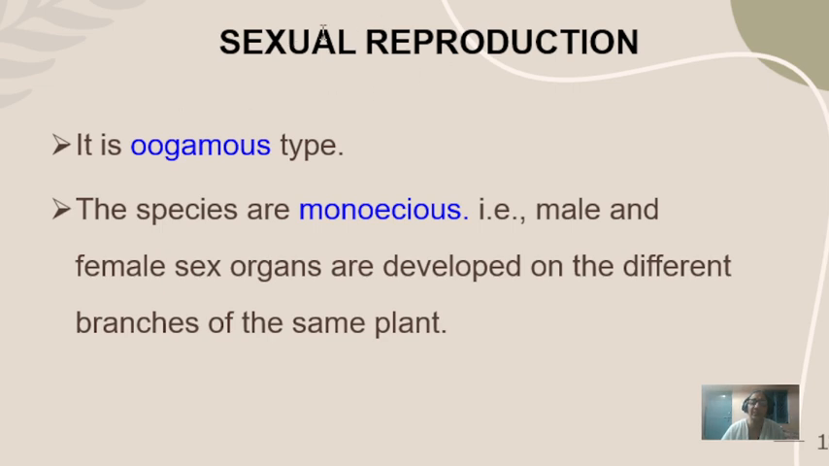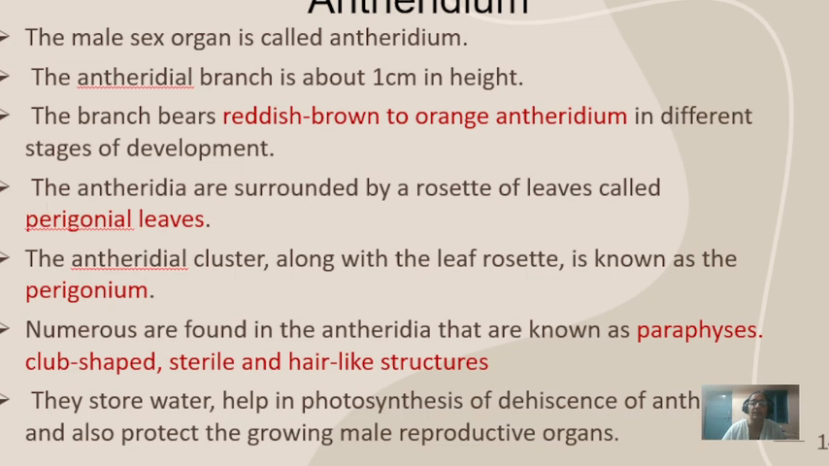Now sexual reproduction. If you see in Funaria, it is autoecious, where the species are monoecious, thereby saying the male and female organs are developed on different branches of the same plant. The male sex organs are antheridia. The branch is about 1 centimeter in depth. The branch bears reddish brown to orange antheridia of different stages of development.